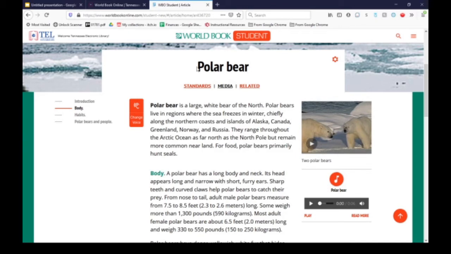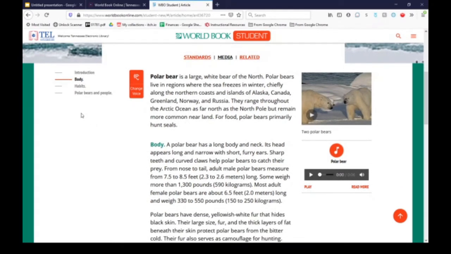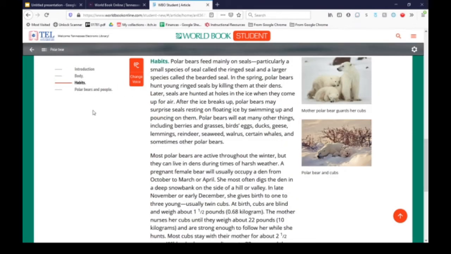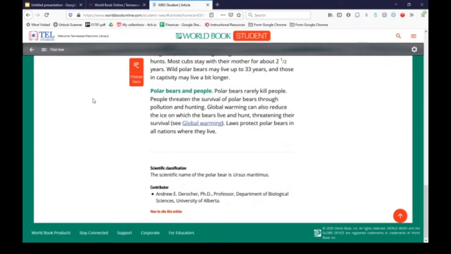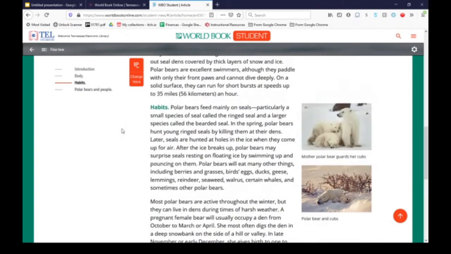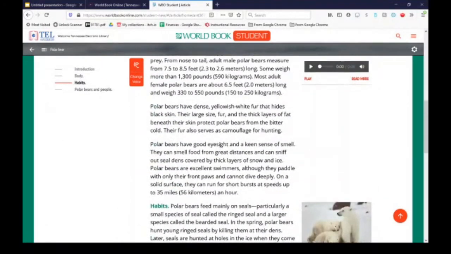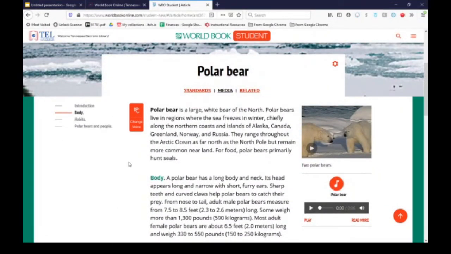So we have the title, which is the words in big bold, letting you know this is the most important part: polar bear, all right? Then over here on the side, just four little lines: introduction, body, habits, polar bears and people. Click introduction, it goes up to the top; click habits or polar bears and people, and it just scrolls through it. But obviously this is not very long. If this were in a book, it would be a page, maybe a page and a half, right?